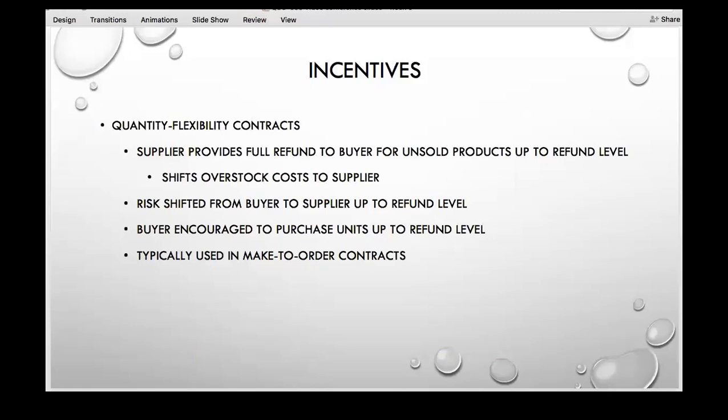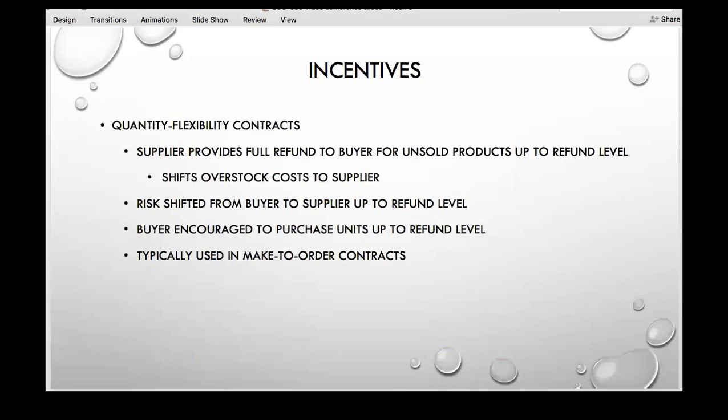So go ahead and buy 1,200. And if you sell 1,100, great. We'll buy back that 100. Okay. If you only sell 900, we'll buy back those 300, at the cost that you paid for the products from us. So what this does is it's very effective for shifting the risk from the buyer to the supplier up to the refund level. So this encourages buyers to purchase units up to whatever the refund level is. So up to 1,200 units, we will refund you whatever you don't sell.